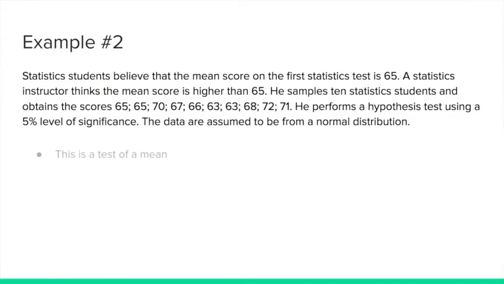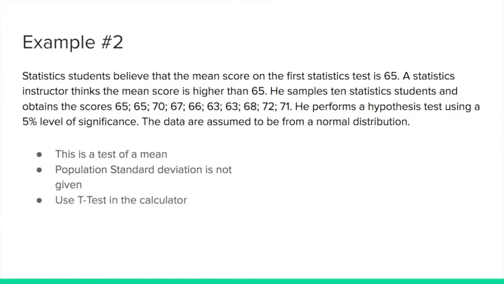So once again, we are testing a mean. However, this time, notice that we are not given a standard deviation at all. So consequently, if we're going to do a test of a mean, but we don't have the population standard deviation, then we're going to have to use the t-test in our calculator. This is not going to be the normal with the z. It's going to be a student t-test with a t.